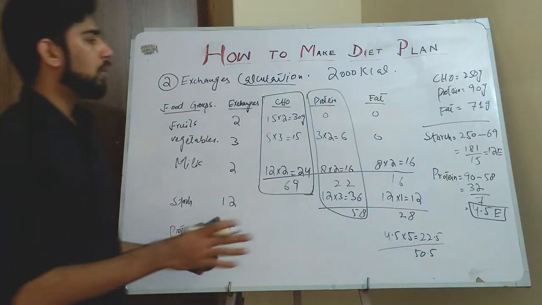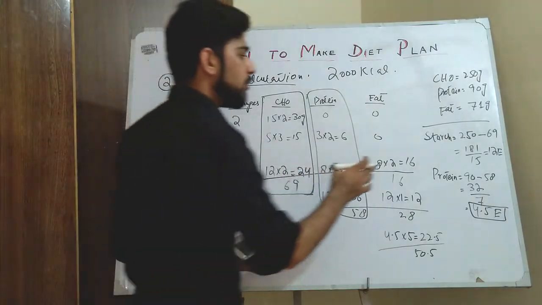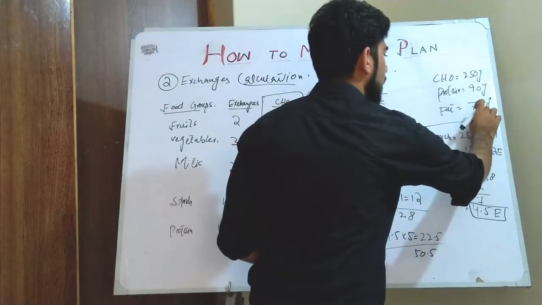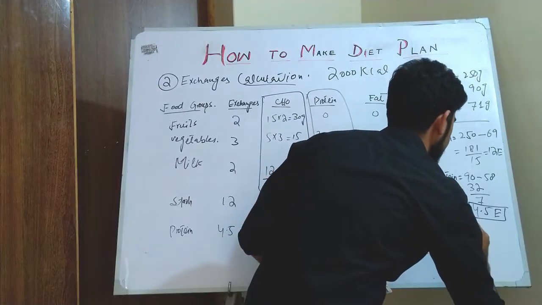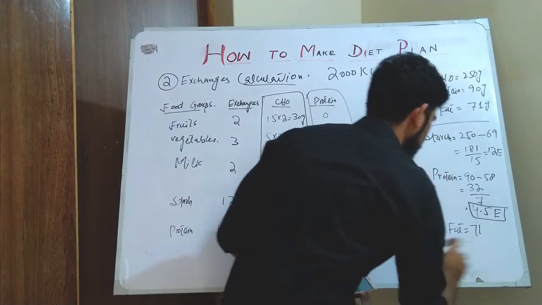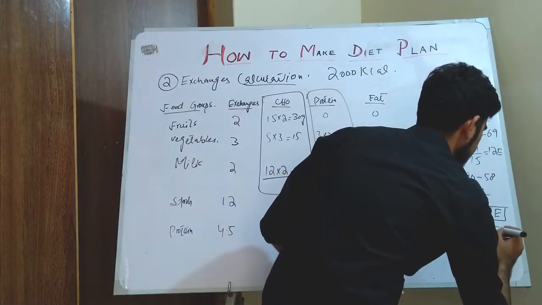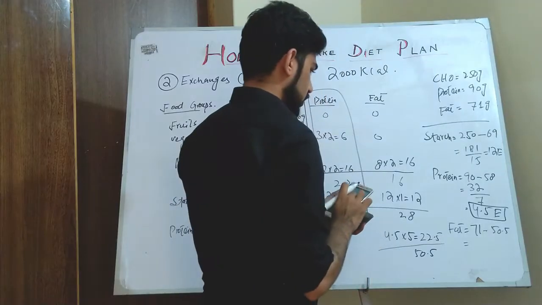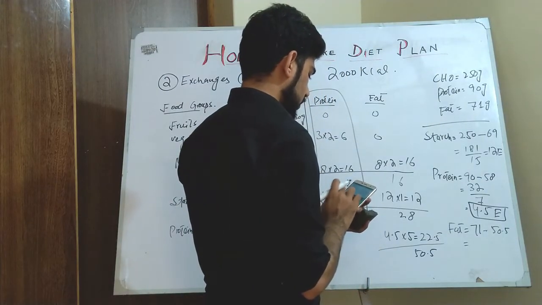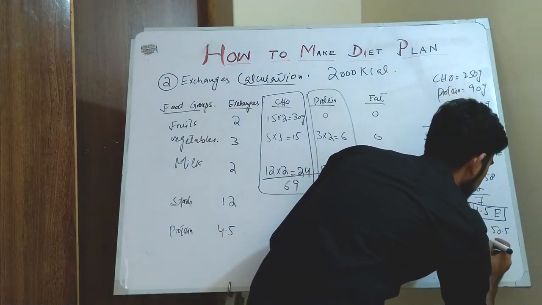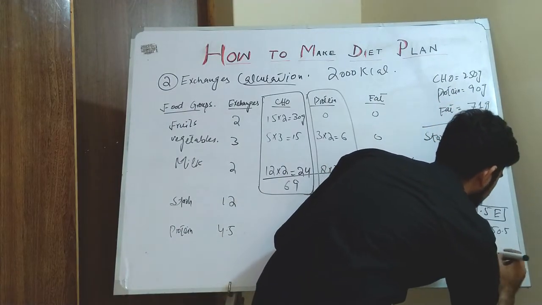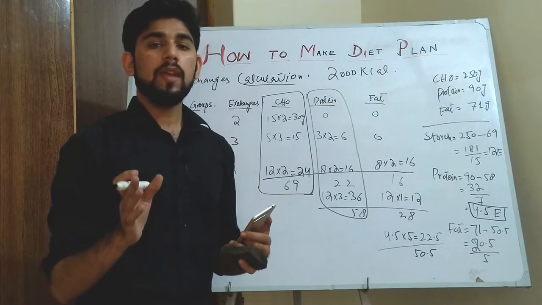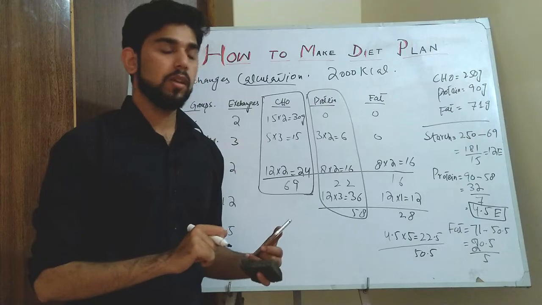Now we have to calculate the total fat exchange. As we calculated starch and protein exchange, we'll calculate fat exchange. Total fat we get from AMDR is 71 minus 50.5. It comes 20.5, and we'll divide it by 5 because one exchange of fat gives you 5 gram fat.